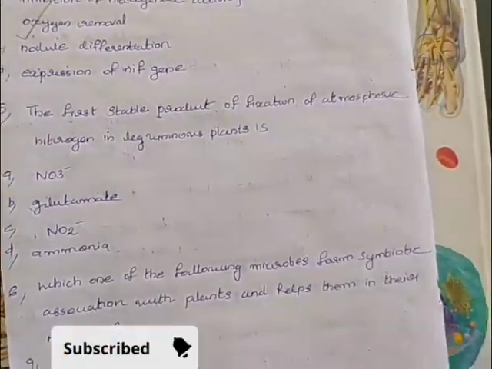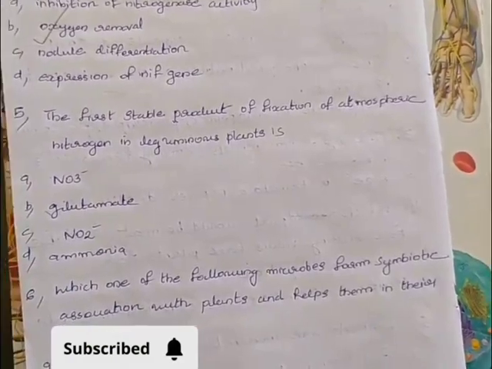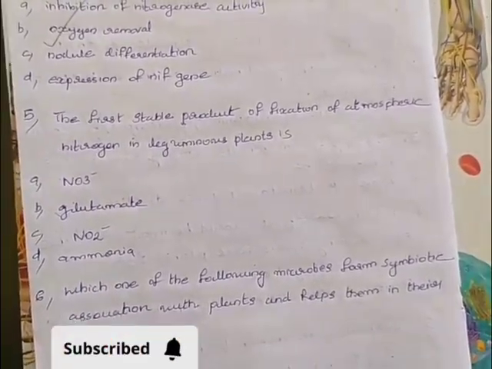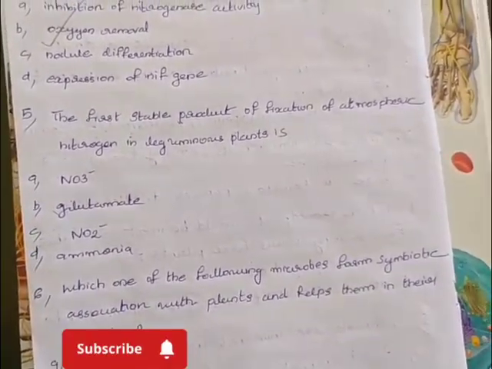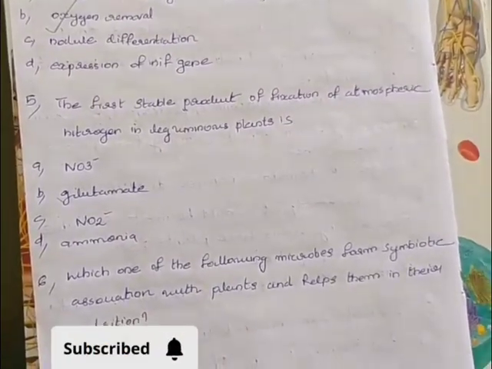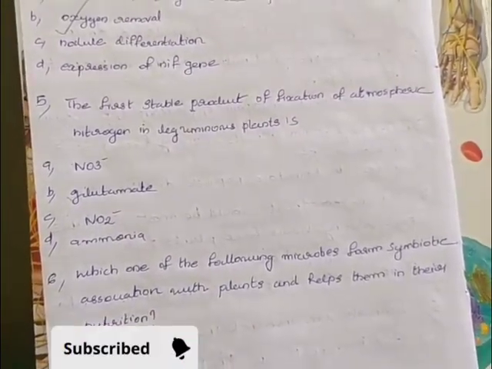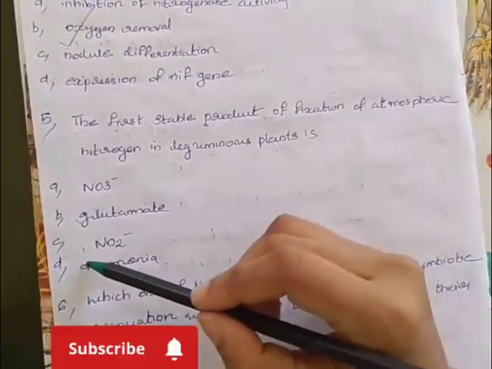The first stable product of fixation of atmospheric nitrogen in leguminous plants is option A. NO3, B. Glutamate, C. NO2, D. Ammonia. Answer option D. Ammonia.